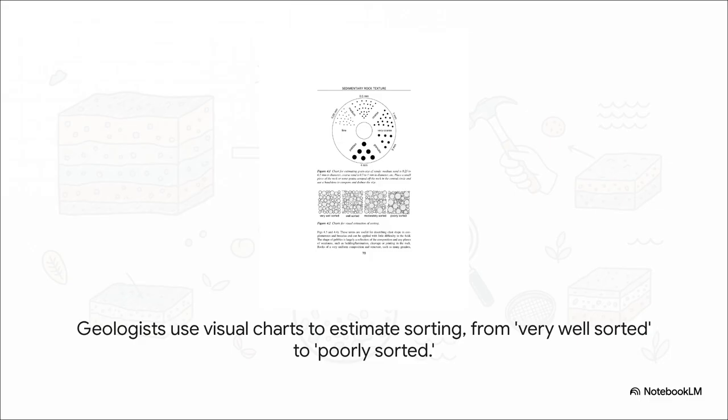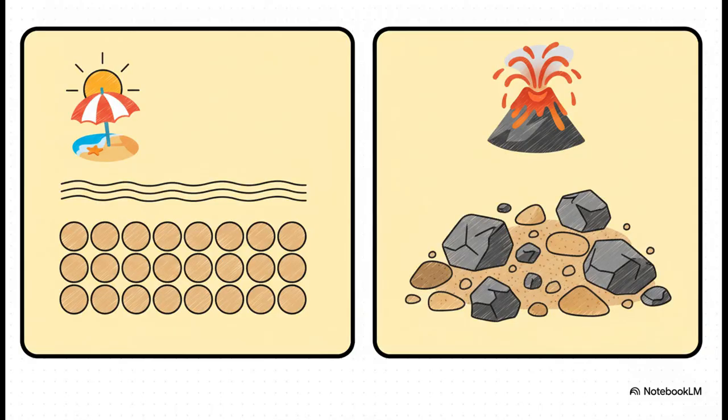This isn't just some abstract idea. Geologists out in the field use charts that look just like this one to figure out the sorting on the spot. Over on the left, you've got very well sorted. See how all the grains are pretty much the same size? And then on the right, you have poorly sorted, which is just a total jumble of big, small, and everything in between. And this difference tells a perfect story.